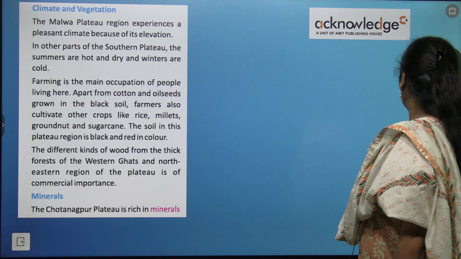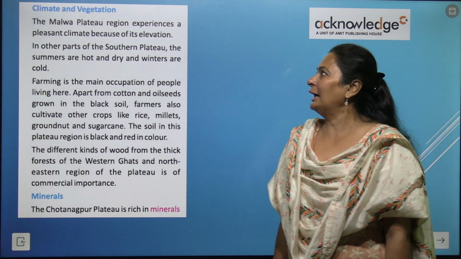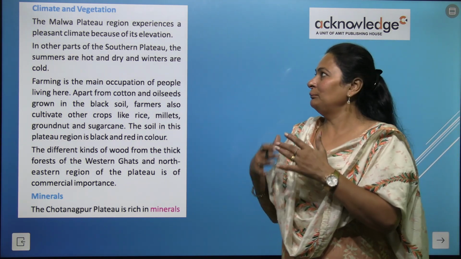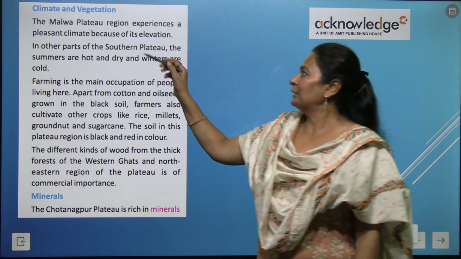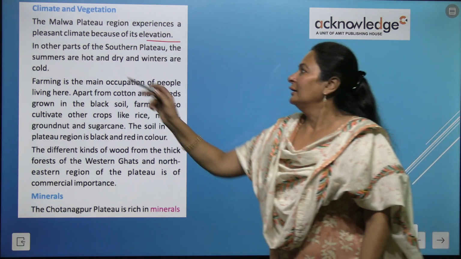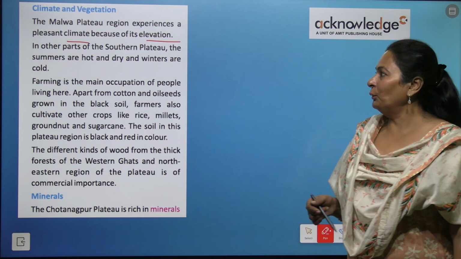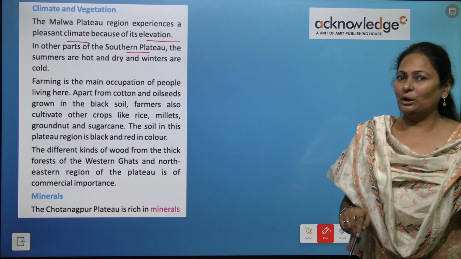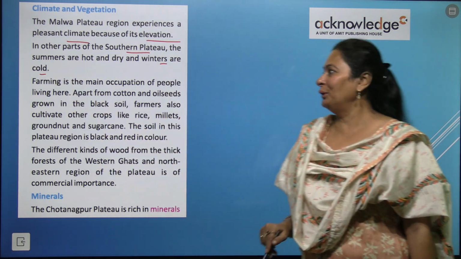Now, climate and vegetation. The Malwa Plateau region experiences a pleasant climate because of its elevation. Elevation means the Malwa Plateau is on the higher side. So, because of the elevation, it experiences a pleasant climate. Pleasant means neither very hot nor very cold. In other parts of the Southern Plateau, the summers are very hot and dry and winters are very cold.